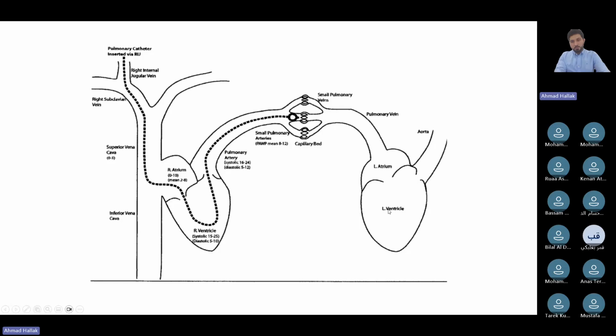And the end diastolic pressure in the left ventricle is the exact same pressure as the end diastolic pressure in the left atrium. The pressure is equalized because, as long as there's no severe valvular disease, the end diastolic pressure in the left ventricle should be the same as in the left atrium. And the same thing can be said about the right ventricle. The end diastolic right ventricular pressure should be the same as the end diastolic right atrial pressure.